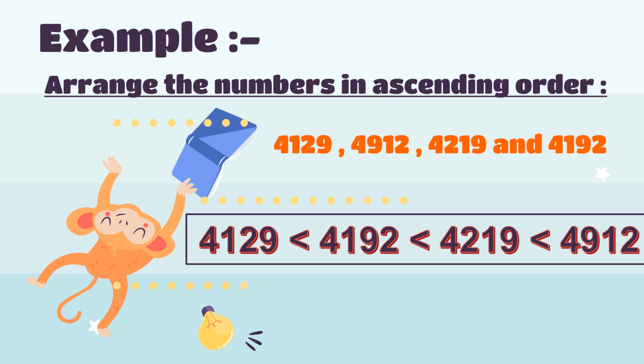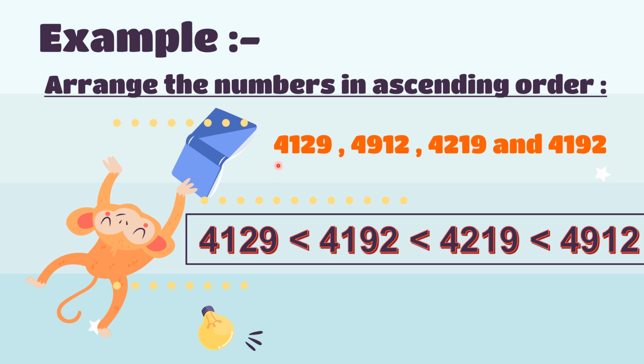Let's take an example. Arrange the numbers in ascending order. There are 4 numbers: 4129, 4912, 4219 and 4192. You can see all the numbers have 4 digits each.